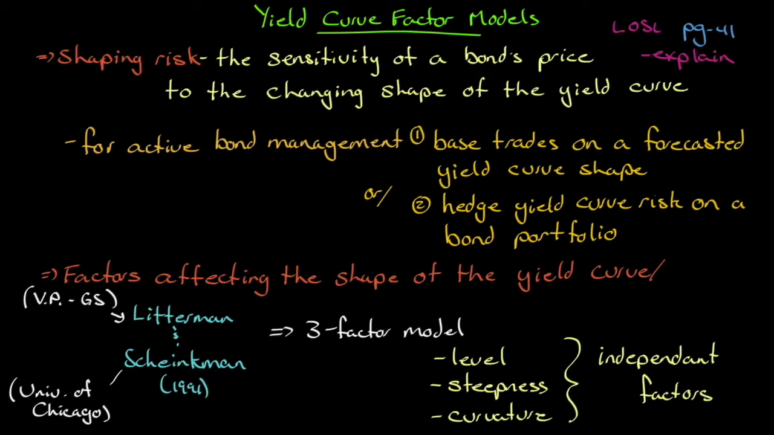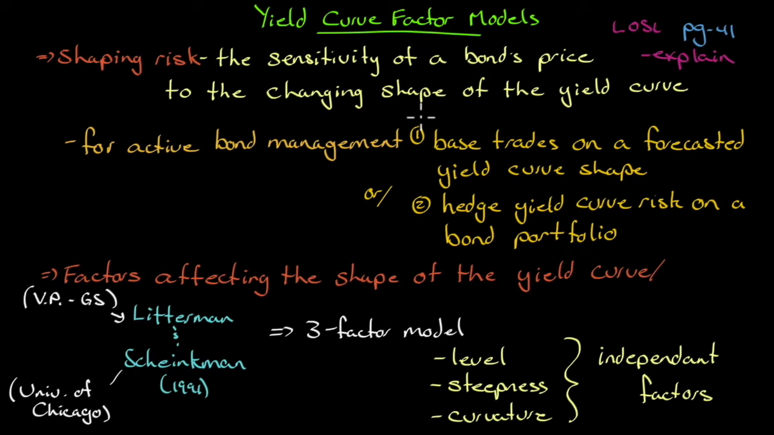That's called shaping risk. And shaping risk is the sensitivity of a bond's price to the changing shape of the yield curve. Now, again, let's stress, you are going to position yourself for a changing shape of the yield curve, or you may say it will not change and you'll position yourself for that. But how sensitive will your portfolio be to changes in that curve that you do not anticipate? You have to be able to measure that risk and then hopefully do something about it.